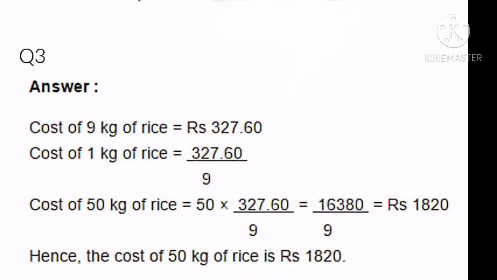See question number 3. If 9 kg of rice cost rupees 327.60, what will be the cost for 50 kg of rice? So cost of 9 kg of rice is given. So 1 kg of rice will be 327.60 divided by 9. So cost of 50 kg of rice will be 50 into 327.60 divided by 9, that is 1820. So the cost of 50 kg of rice is rupees 1820.